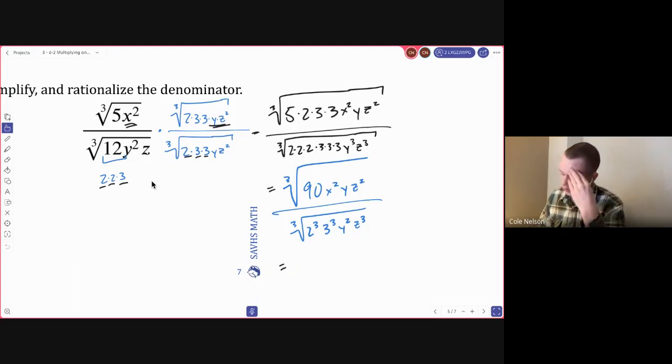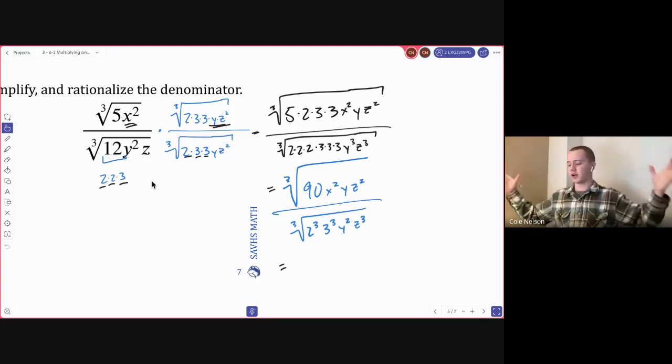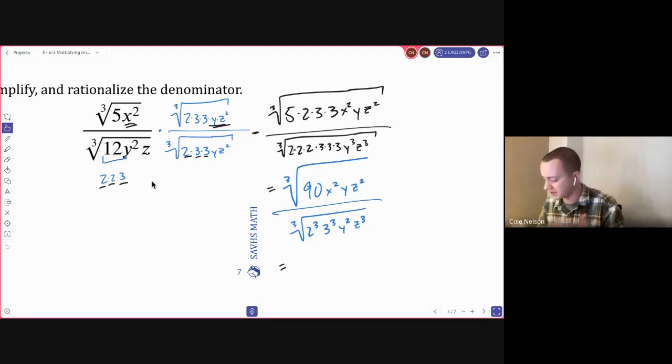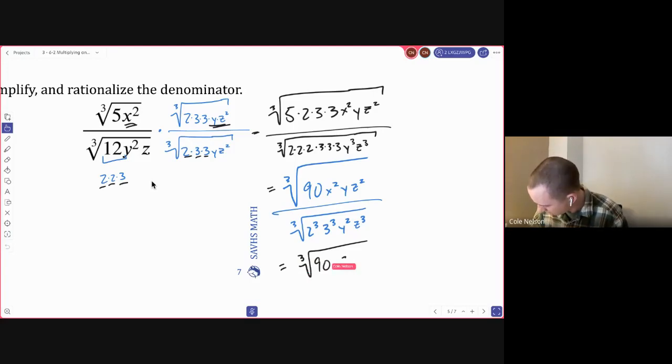Okay, so now the top is just the same because there's nothing for me to simplify out of the top, because I've already broken it apart. I've already seen there's no exponents that are 3s, so I can just keep copying the top. And the bottom is now 2 times 3 times y times z.